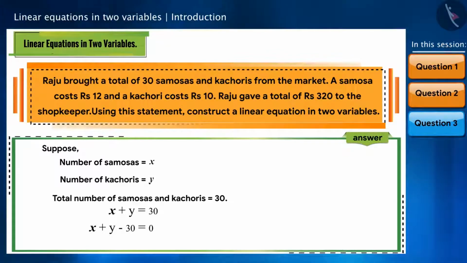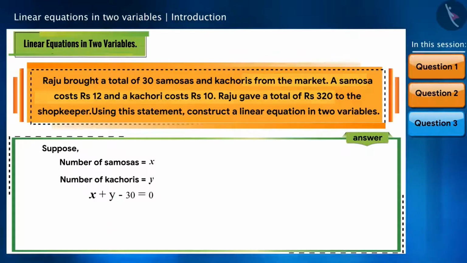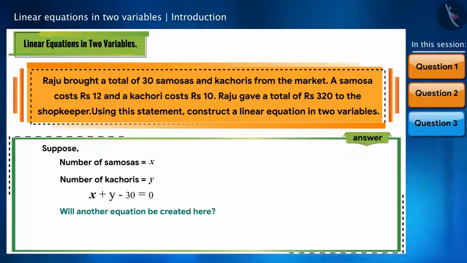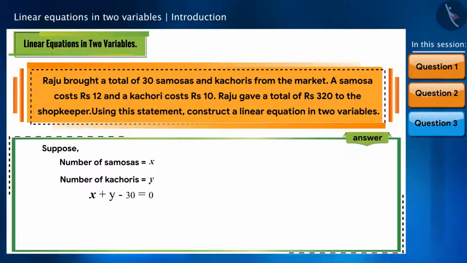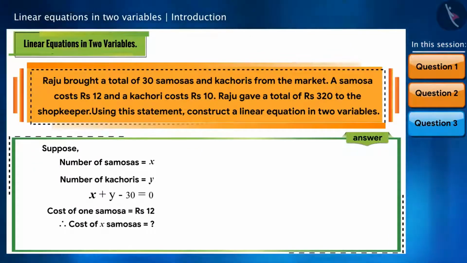Did this question end here? Why is further information given in this question? Can we form another equation from this? Yes. Let's see how. We already assumed the number of samosas as x and the number of kachoris as y. So according to the question, the cost of a samosa is rupees 12. What do we do if we want to find the cost of x samosas?